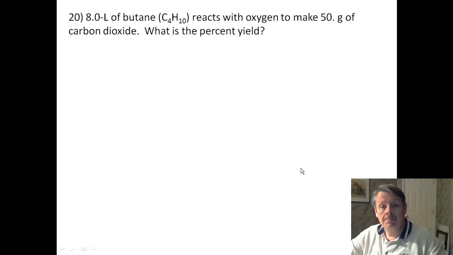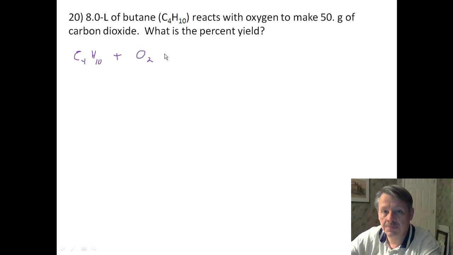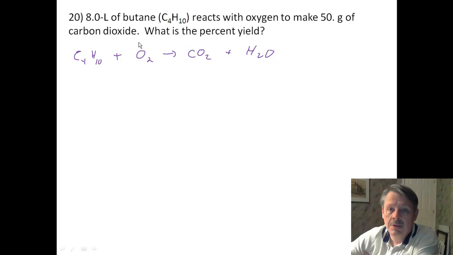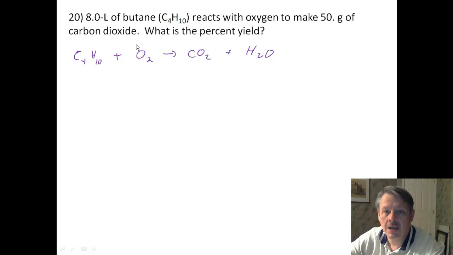All right, last one for this podcast. We start with 8.0 liters of butane. Butane is C4H10, and it reacts with oxygen. This clearly is a combustion reaction, giving us carbon dioxide and water. Right, now you notice we didn't even mention the water in the problem. Well, that's okay because you know that it's a combustion reaction, so you should be able to figure out exactly how that works.